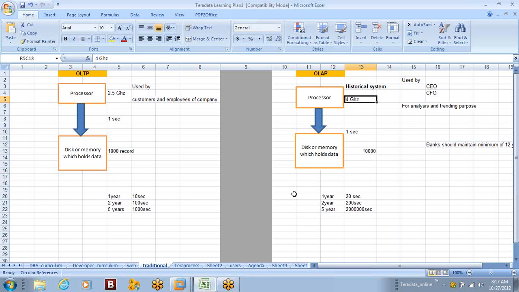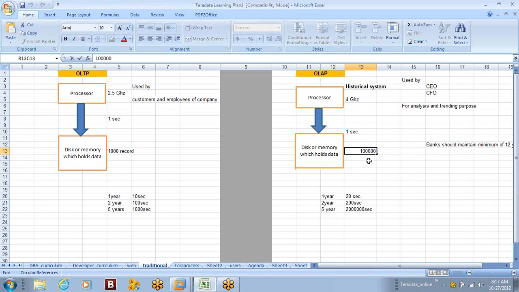But every day, every transaction system sends its archival data here. So this data also grows. It may be huge, but it is fixed. We cannot improve or increase the processor capability at any time. You may increase the memory, you may increase the hard disk, you may increase the RAM, but you cannot increase the processor capacity.